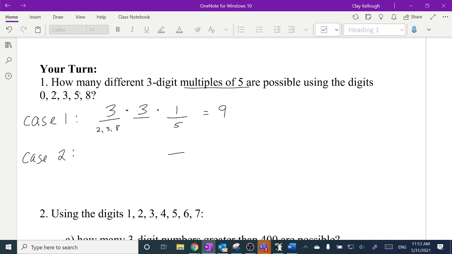For case 2, now I'm putting the 0 at the end, right? You're a multiple of 5 if you end in either 5 or 0. So there is 4 things that can go here, and then 3 things in the middle, and then 1 possibility at the end. So the grand total is 21. Does everybody get the logic on that? You can't start a 3-digit number with a 0. That would make it a 2-digit number.